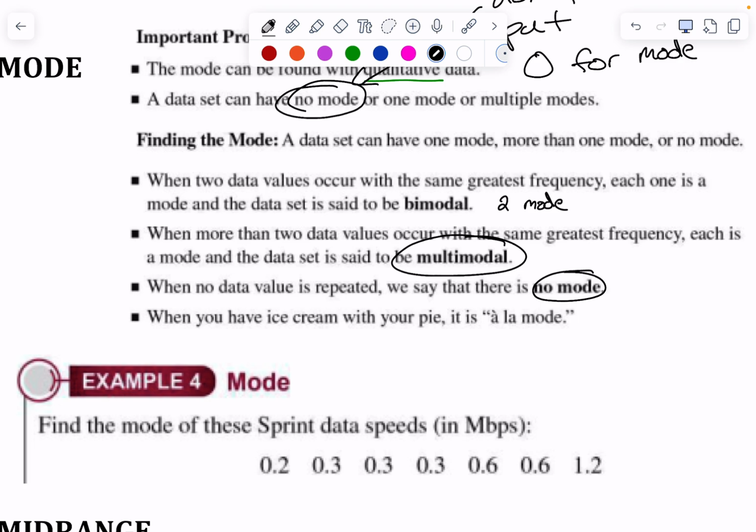When you have ice cream with your pie, it is called a la mode. Is that something? Ha. That's a turd. Okay, all right, whatever.